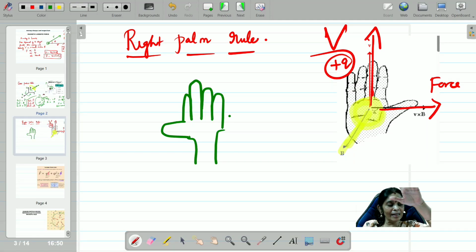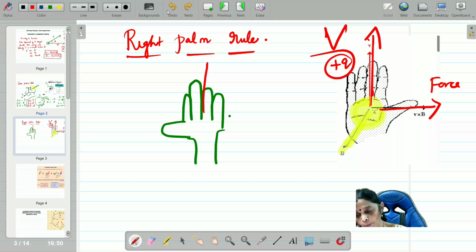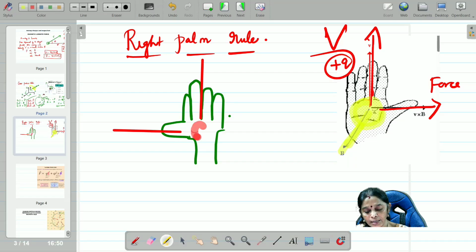So I have taken it like that, right palm. Now the tips of my fingers give you the velocity of the positively charged particle, whereas the thumb gives the direction of the force, and my palm gives the direction of the magnetic field.